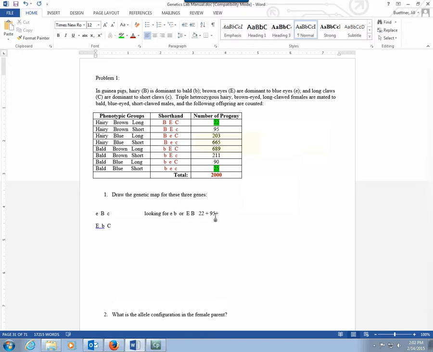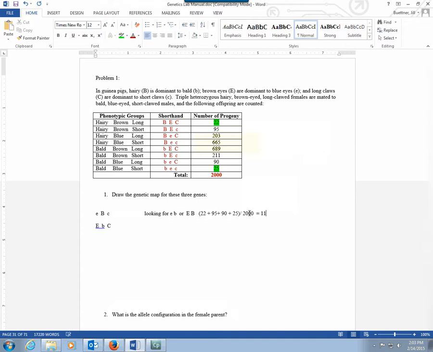90 plus 25, and that will all be divided by the total of 2,000. All right, so that's your setup there, and you'll get a percentage. In my answer key, the percentage is going to be 11.6%.